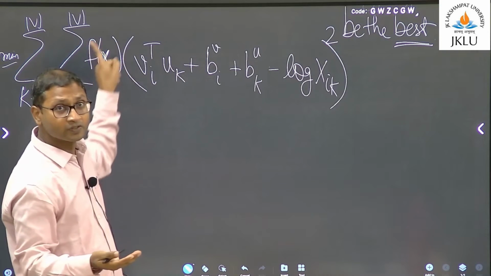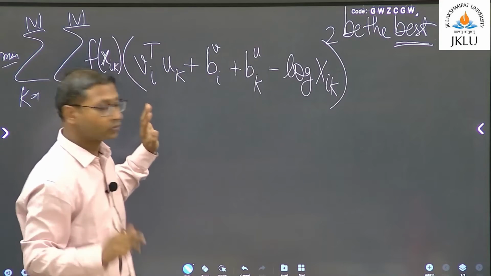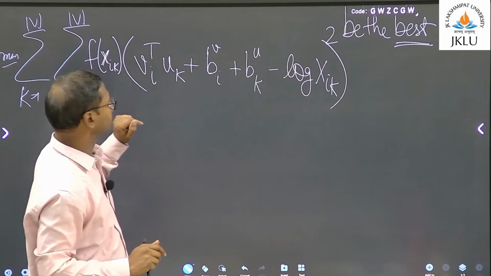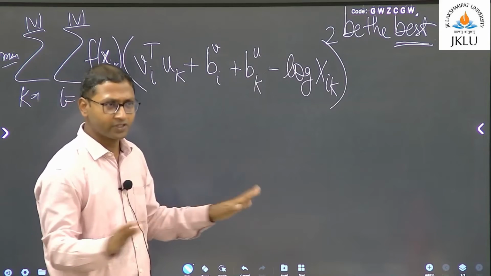Now there are properties of this f which I don't have time to talk about right now. Or can I finish? I want to finish GloVe.